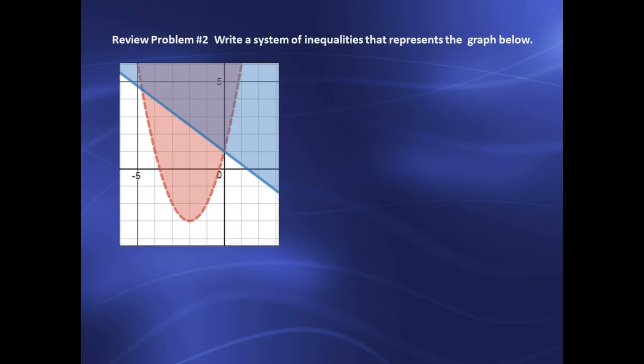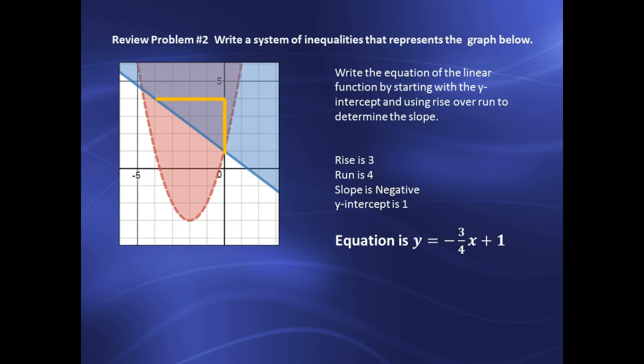Okay, now here you're given a graph and you are asked to write the system of inequalities that represents the graph. Now you're going to use some things that you learned in Algebra 1 here. First, you're going to identify the equation for the straight line, the linear line, by identifying the y-intercept and using what you know about rise over run to find the slope.